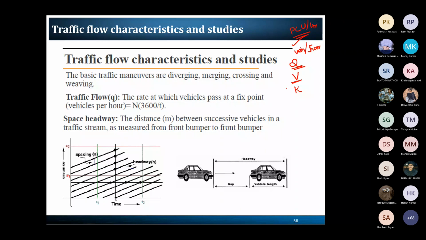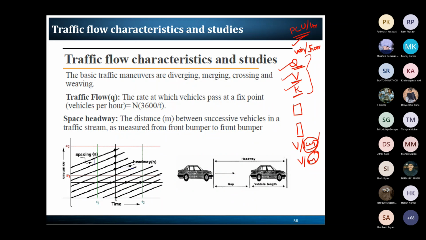Speed, you might know space mean speed and time mean speed, which we studied at the start of the third unit. Density is the number of vehicles occupying a given stretch, in vehicles per kilometer or vehicles per meter. Taking a standard trap length, we count how many vehicles occupy it. This can also be classified with respect to the lane, vehicles per lane per kilometer. So these are the three major parameters.